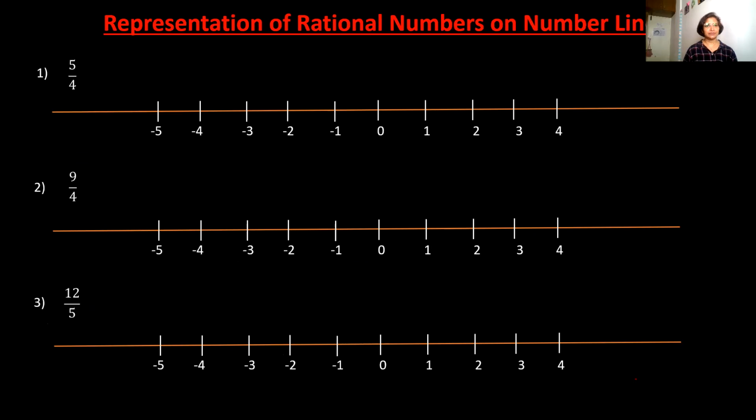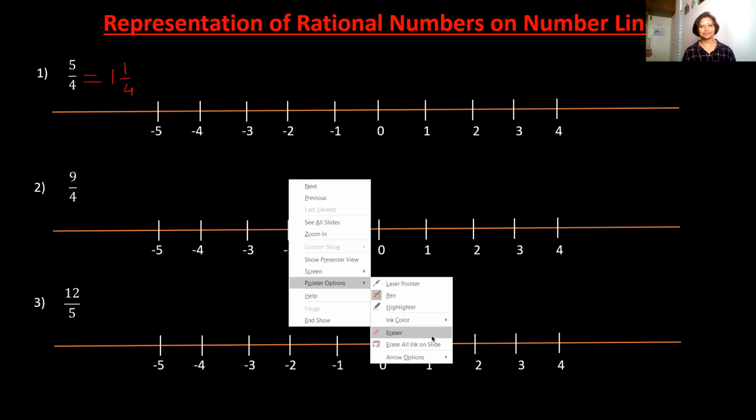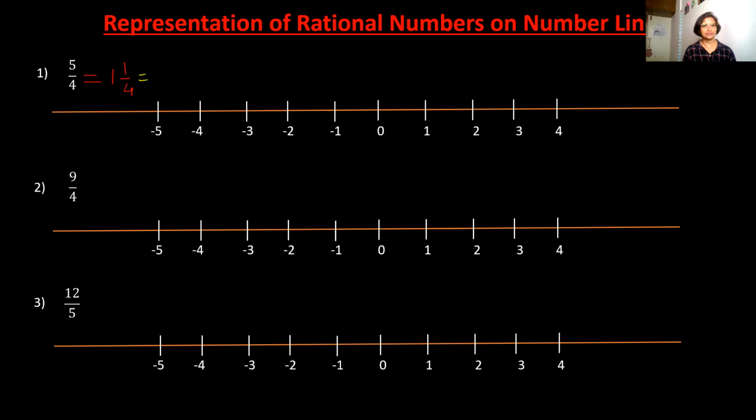So in this, I have taken some rational numbers, which I will tell you how to represent on this number line, which I already made here. So 5 by 4. First number is 5 by 4. You can write this 5 by 4 in mixed fraction. So 4 ones are 4 and remainder is 1, and then 4. So for 5 by 4, you can write 1 whole 1 by 4. I'm changing the ink here to a brighter color, so it will be easy to understand.